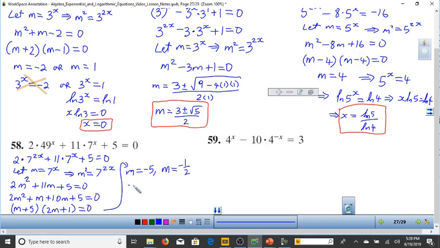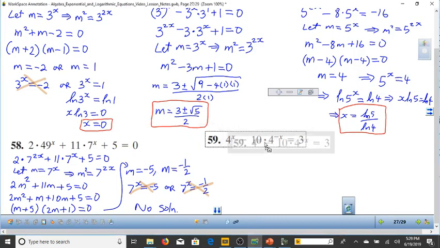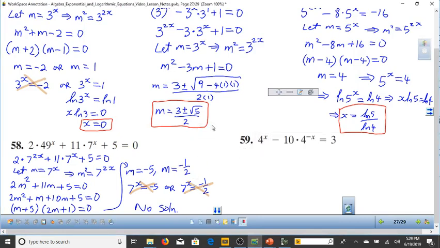And that would mean 7 to the x is equal to negative 5, or 7 to the x is equal to negative half. That is impossible, because there is no positive number raised to a power that will give you a negative result. And you could see here, if you plug in any number and you're adding the results, each of these terms will give you a positive answer. So they will never add up to be 0. So there's actually no solution for that one.